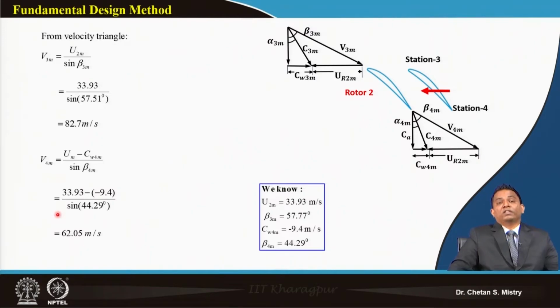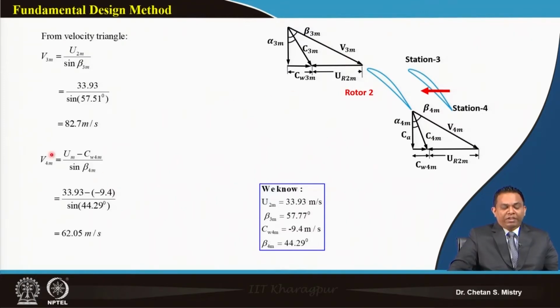Now once the flow angles are known to us, we can do our calculation for the relative velocity components. So this relative velocity component we can calculate based on, say, u2 by sine beta 3, okay, and that's what is coming, say, 82.7 meter per second. So we have our relative velocity with which flow is entering.